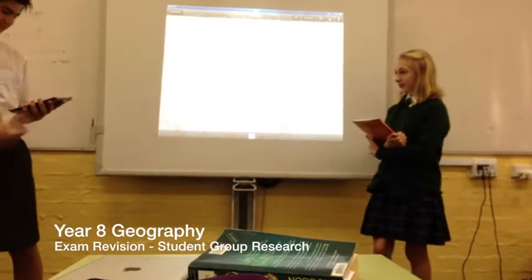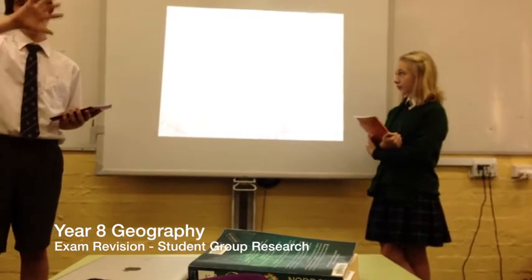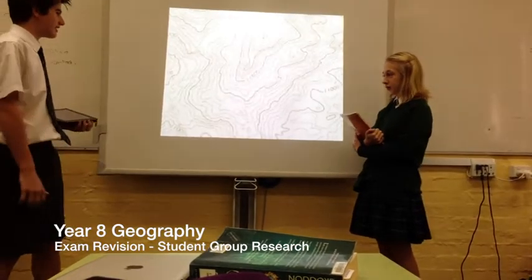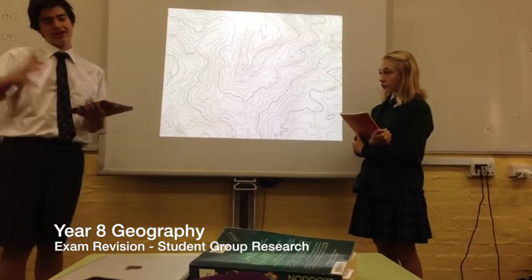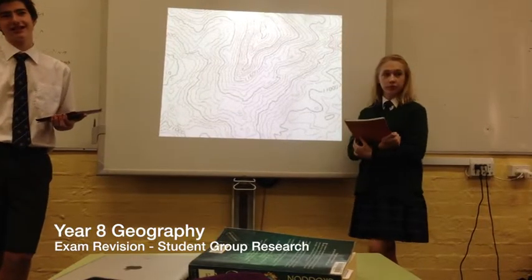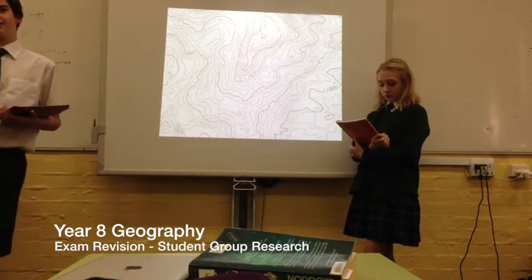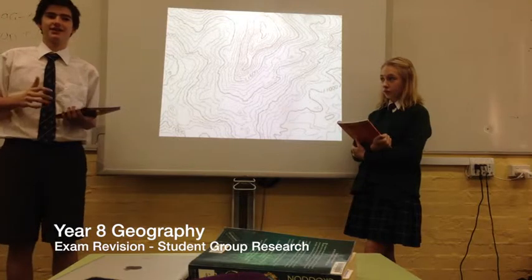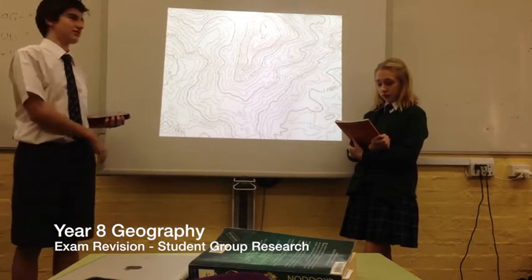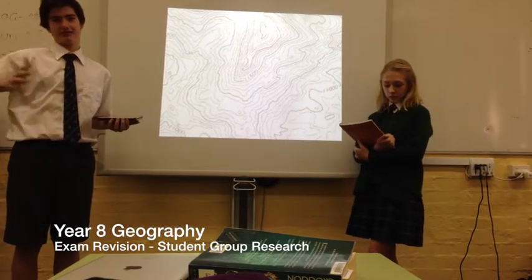Contour lines. They're one way to show height on a 2D surface like a map, and they show different heights. The closer the contour lines are together, like if they're really close, that means it's going to be a really steep incline. Yet if the contour lines are further apart, then it's going to be a really shallow or low increase.